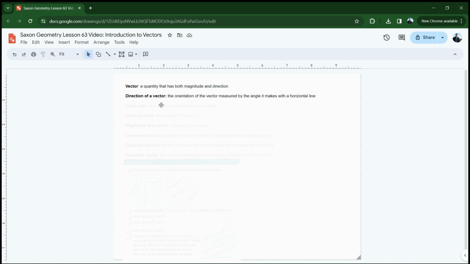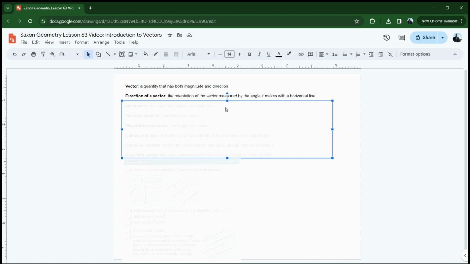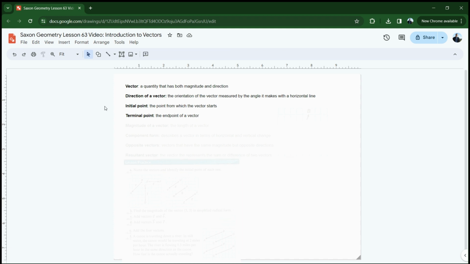The initial point of a vector is just the starting point, and then the terminal point of a vector is the end point. We're going to be using those terms as we talk about vectors. Vectors always start at a certain point, they end at a different point, and from the first point, they go in a certain direction. Hey, that means something really important about vectors.